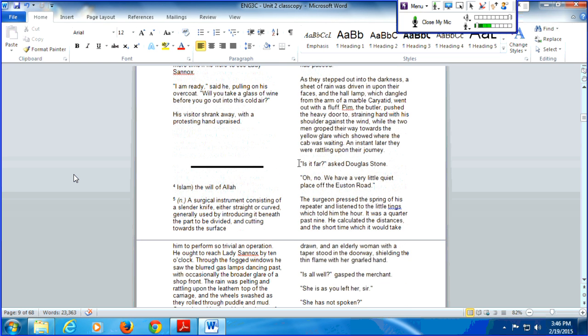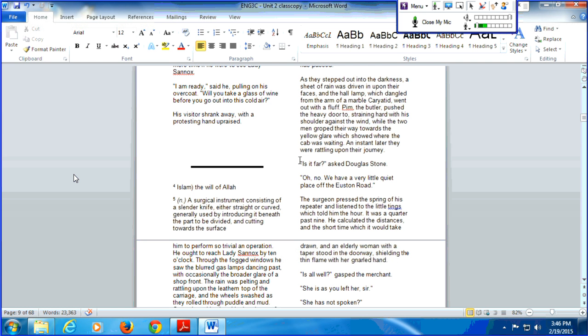As they stepped out into the darkness, a sheet of rain was driven upon their faces, and the hall lamp, which dangled from the arm of a marble caryatid, went out with a puff. Pym the butler pushed the heavy door to, straining hard with his shoulder against the wind, while the two men groped their way towards the yellow glare which showed where the cab was waiting. An instant later, they were rounding about on the journey. "Is it far?" asked Douglas Stone. "Oh, no, we have a little quiet place off the Euston Road."